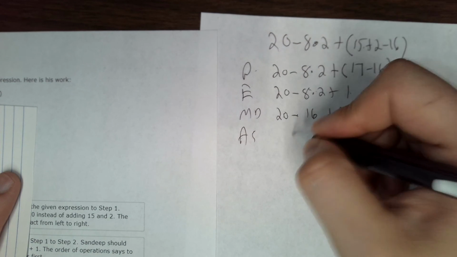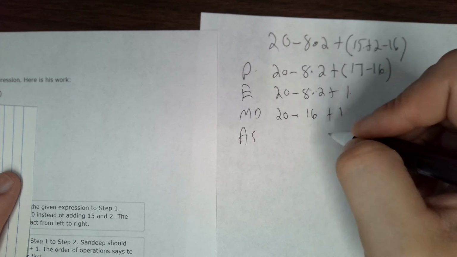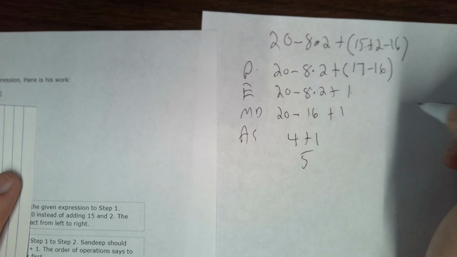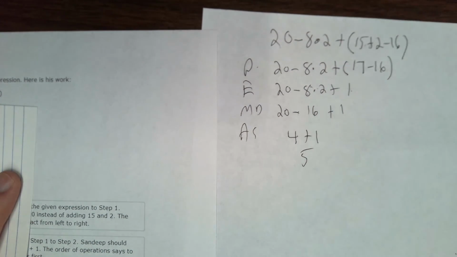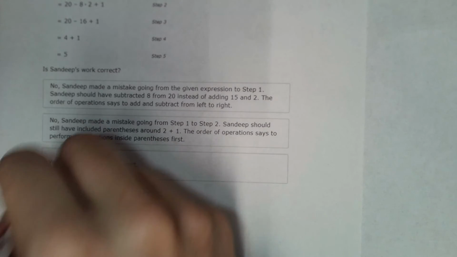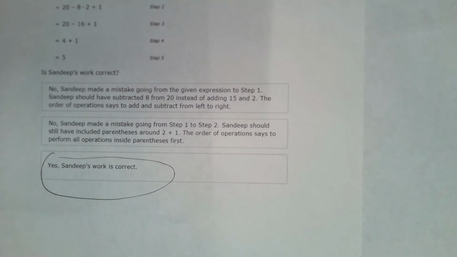20 minus 16 plus 1, add or subtract, left to right. So 20 minus 16 is 4, plus 1 is 5. And if we look at our answer, oh, they also got 5. So I'm pretty confident that, yes, Sandeep's work is correct.